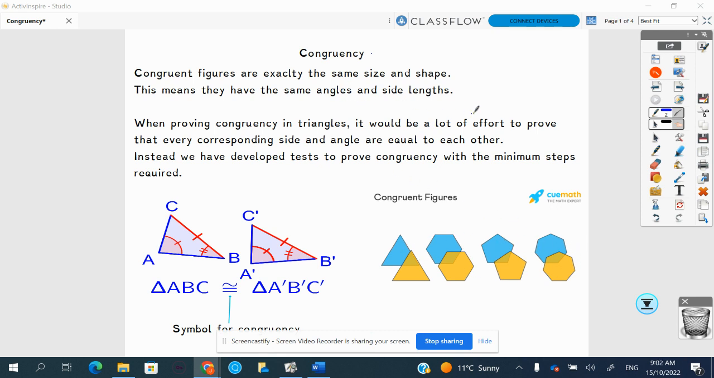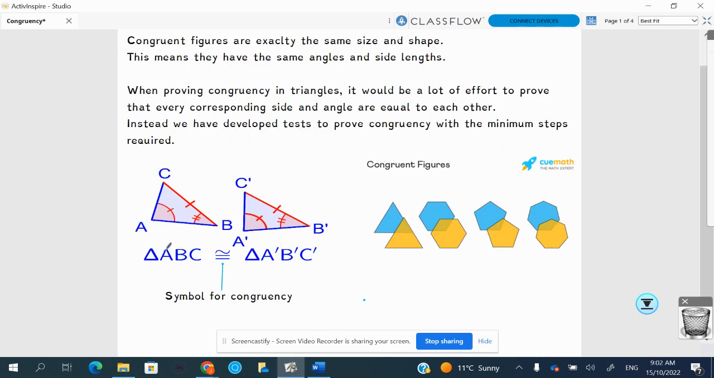When proving congruency in triangles, it would be a lot of effort to prove that every corresponding side and every angle are equal to each other. So instead, we have developed tests to prove congruency with the minimum steps required. Down here, this is the symbol for congruency, or if you are handwriting, it's just this symbol here. So we use a little triangle to indicate that we're referring to the whole triangle, and then we put this in the middle to say that it is congruent to this other triangle.